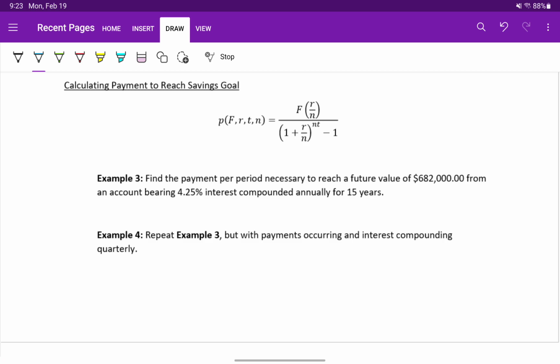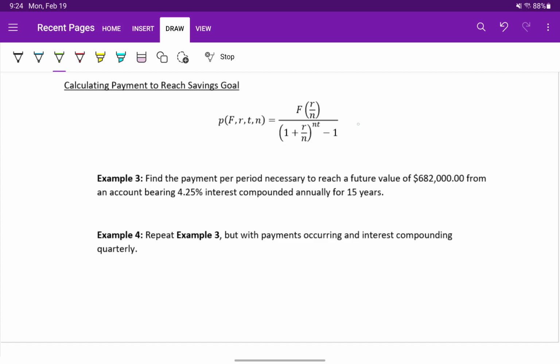This is similar to previous problems where we calculated present value, but rather than a total amount we have to deposit all at once, now we're going to spread that payment on our part out over some compounding period in a number of years. So the formula above, we have lowercase p representing our number of payments, is a function of that future value, our interest rate, time t, and number of compounding periods.